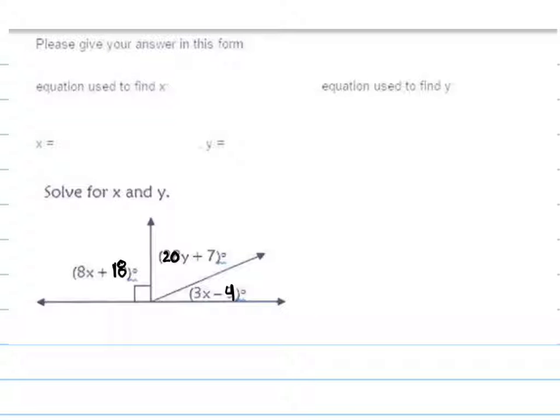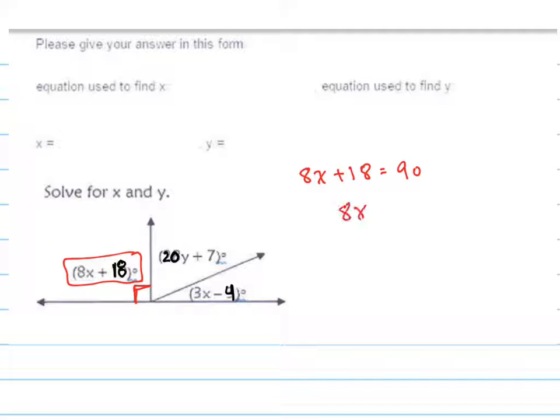So this problem says give your answer, solve for x and y. And to solve for x and y, first of all, we're going to set this equation, or this right here, equal to 90 degrees because of that. So one of our equations is 8x plus 18 equals 90. And now we're going to solve that equation.